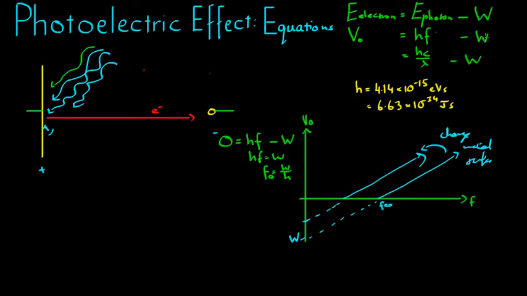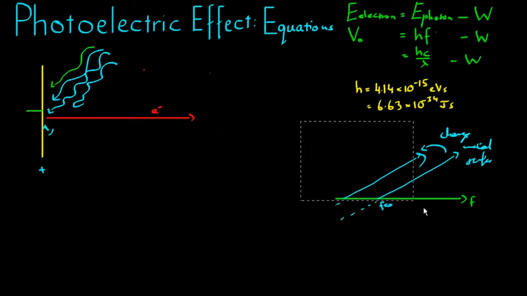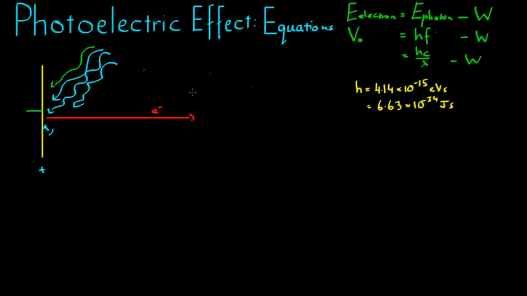Let's look at a few example questions to see how this kind of thing can be applied. I'll leave this picture up here. So, I've got a metal with a work function of 2.2 electron volts. And I want to know what is the minimum frequency of light needed to eject an electron. So I'm asking about the threshold frequency.